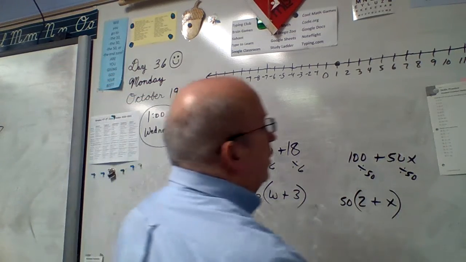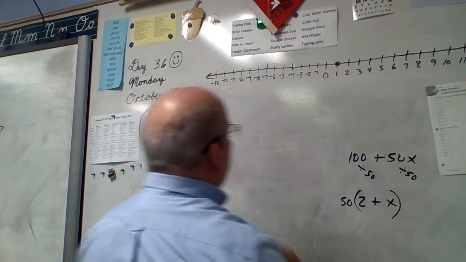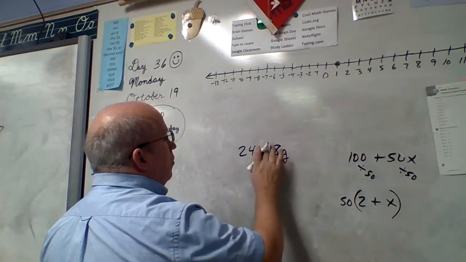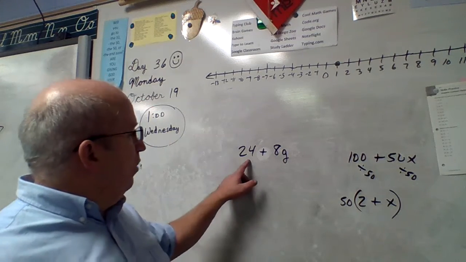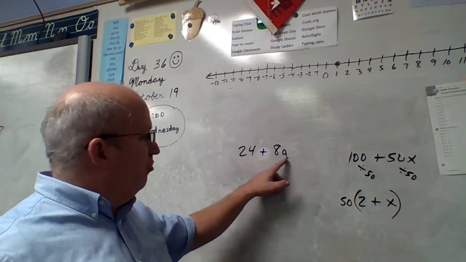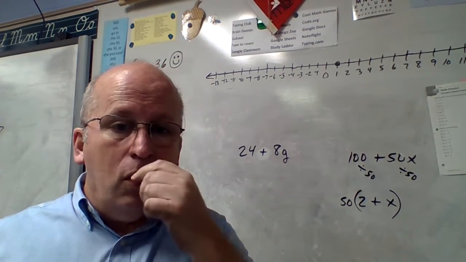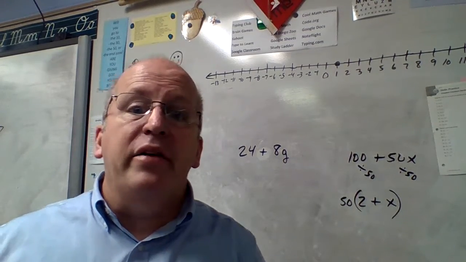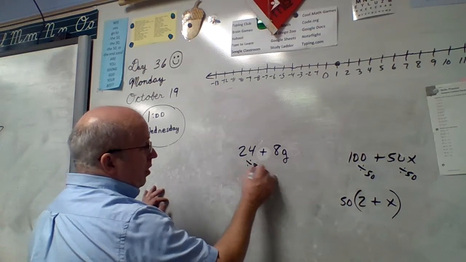Let's try another one. What if I had something like 24 plus 8g? Again, what can I divide out of 24 and divide out of 8g? Well, I can divide out 2. What else? I can divide out 4. Anything else? How about 8? Yeah, 8 is the biggest one I can divide out.